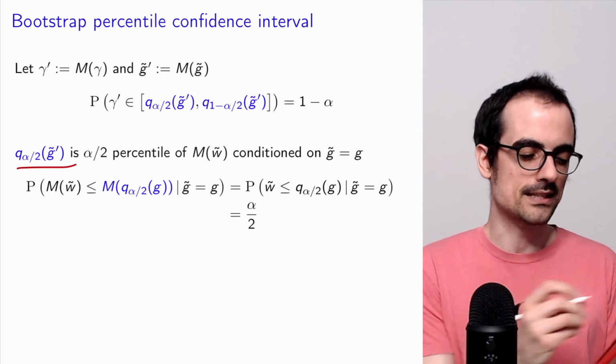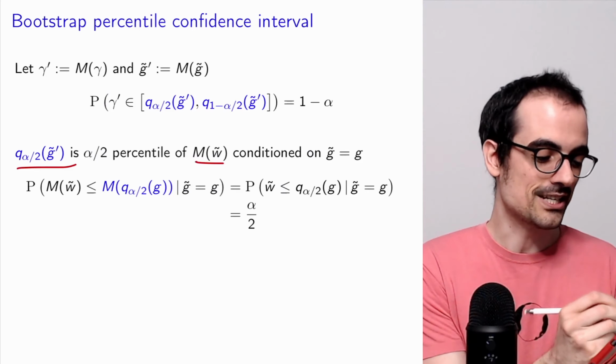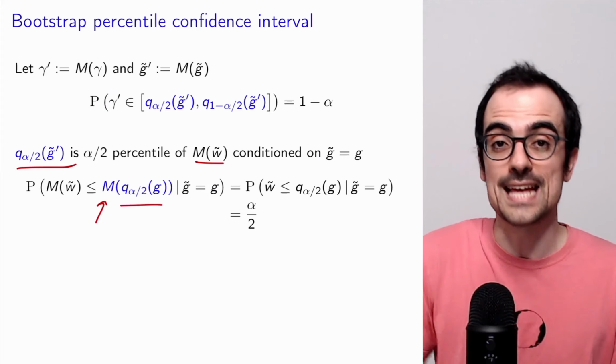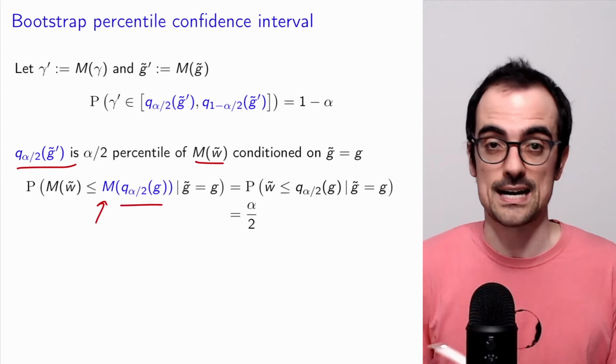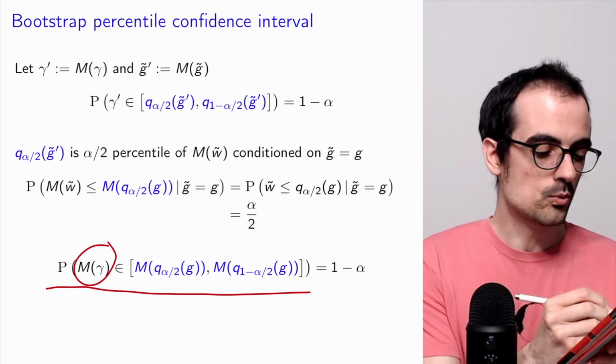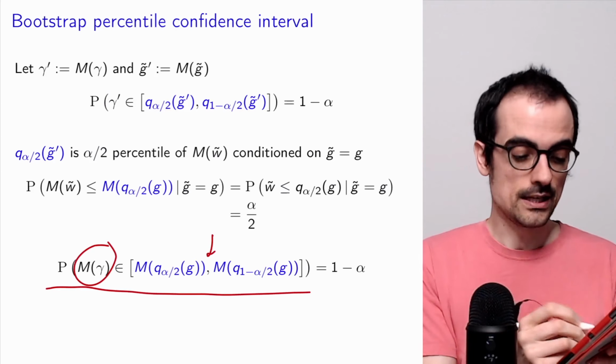And now we have a situation where, because of that, if you look at the alpha half percentile of the transformed data, it's just the monotonic transformation applied to the alpha half percentile. You can do the same for the 1 minus alpha half percentile. And then you get that the probability that the transformed population parameter is within these is equal to 1 minus alpha.